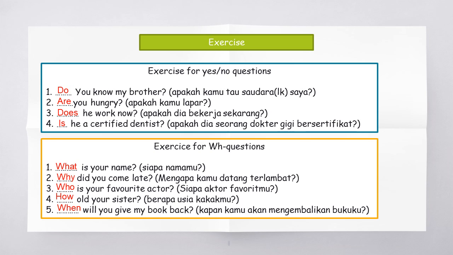Okay, for the WH question, you must see your sentence and choose one of the beginning WH question words.